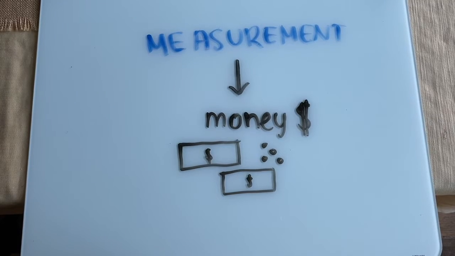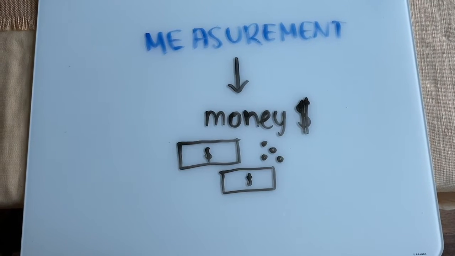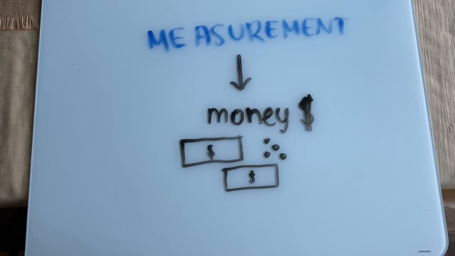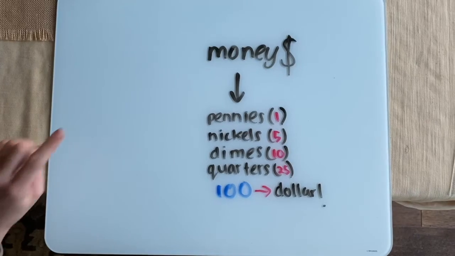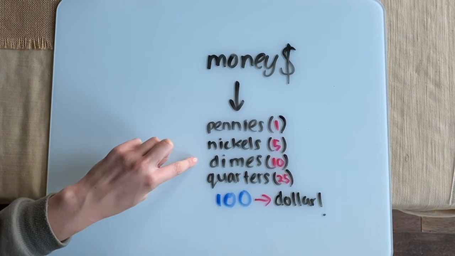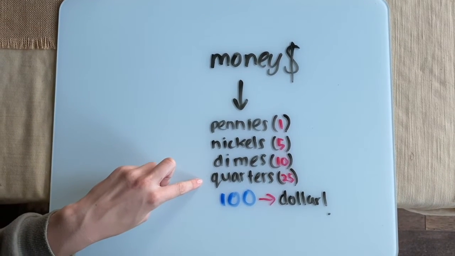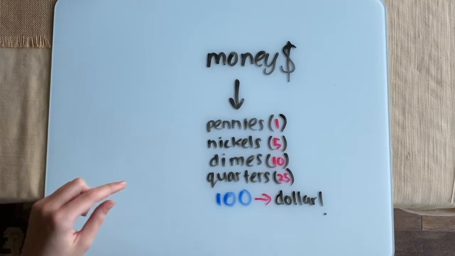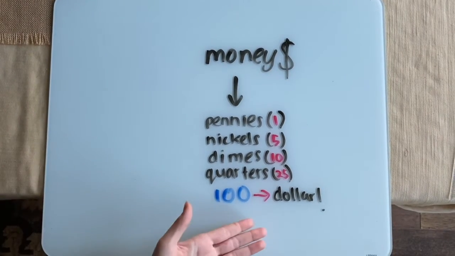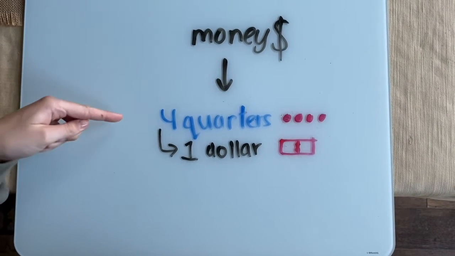We can also use counting to determine how much money we have, which is the second thing we'll be talking about today. When you went to a store, you've probably seen someone use coins and bills to pay for something. We have pennies, which are worth 1 cent, nickels, which are worth 5 cents, dimes, which are worth 10 cents, and quarters, which are worth 25 cents. Now, if the number of coins you have adds up to 100 cents, then you have $1.